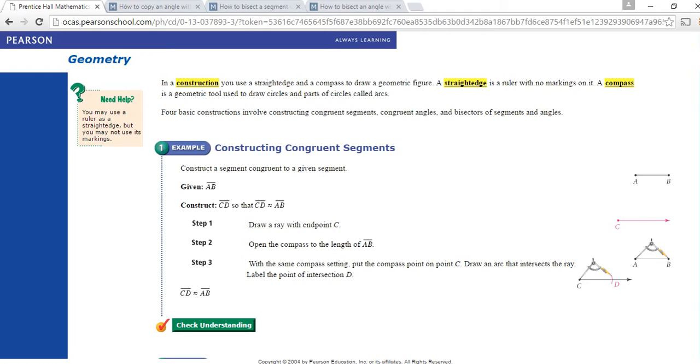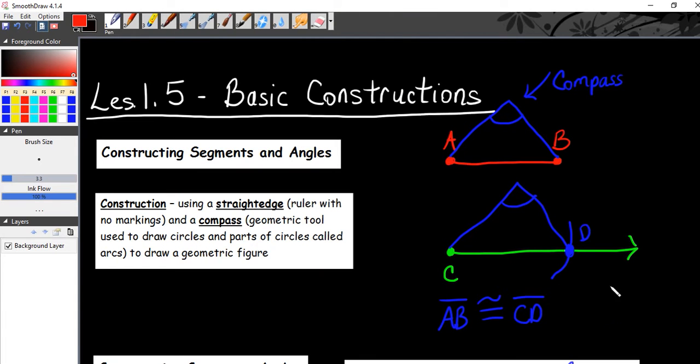So I do want you to draw what I did right here. And that's the last drawing that I tried. I went and found pictures online for my next one. So that's how you'll use your compass to draw a congruent segment.